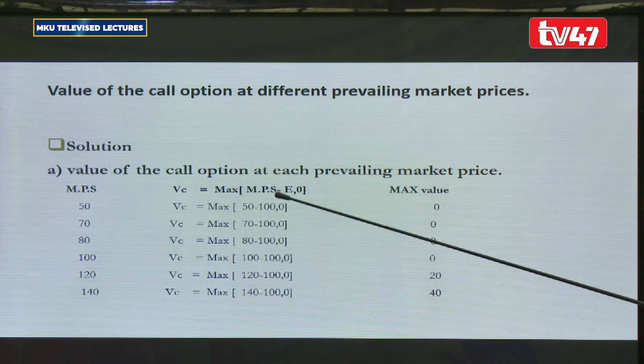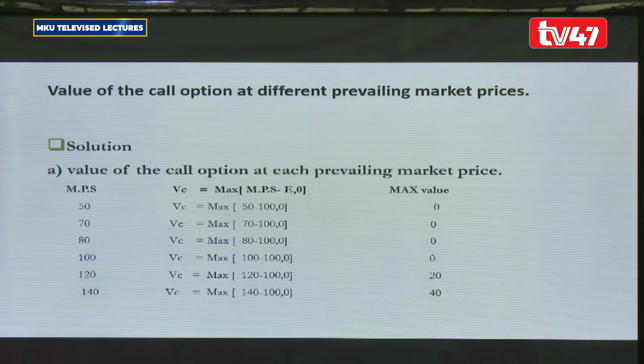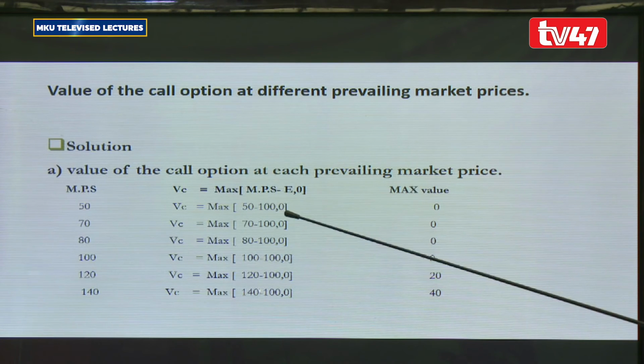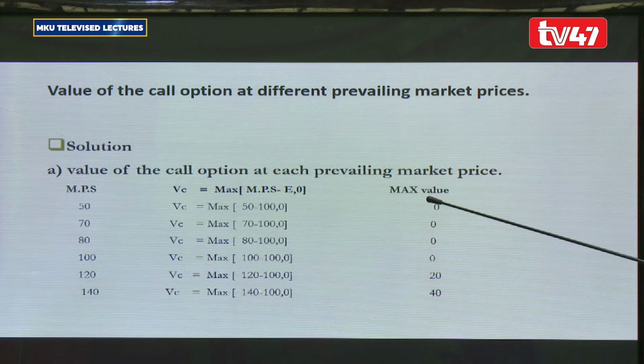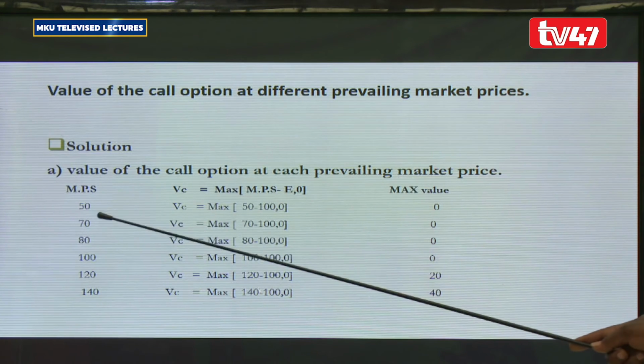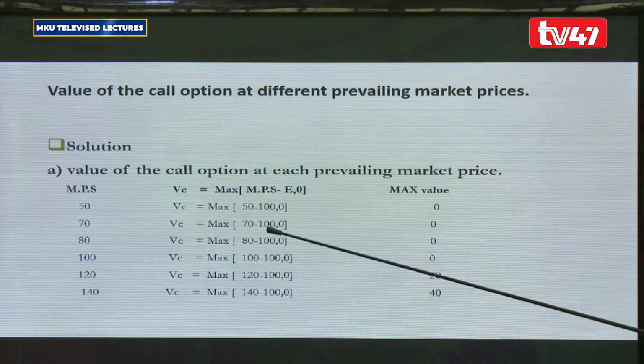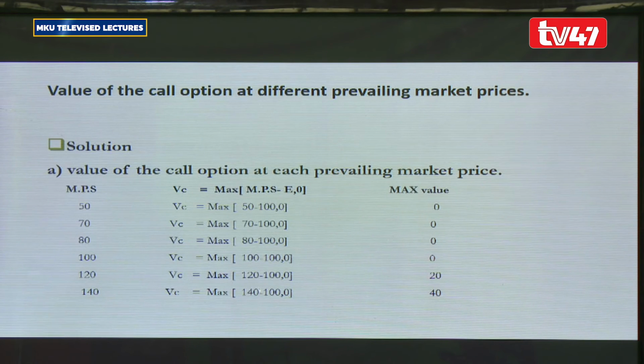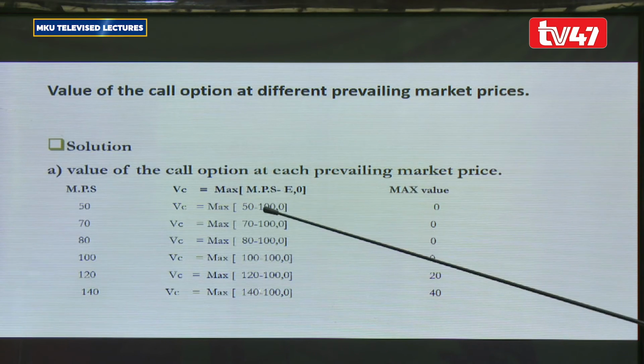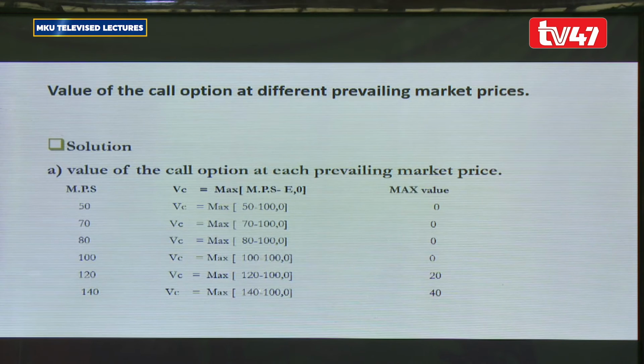Mathematically, 50 minus 100 is minus 50. Minus 50 we compare with the 0, then 0 is bigger than minus 50. And we move that way. We come here, 70. The value is 70, take away 100, you compare with our 0 here. 70 minus 100 is minus 30. You compare with the 0, 0 is bigger. So at that price, the value is 0.